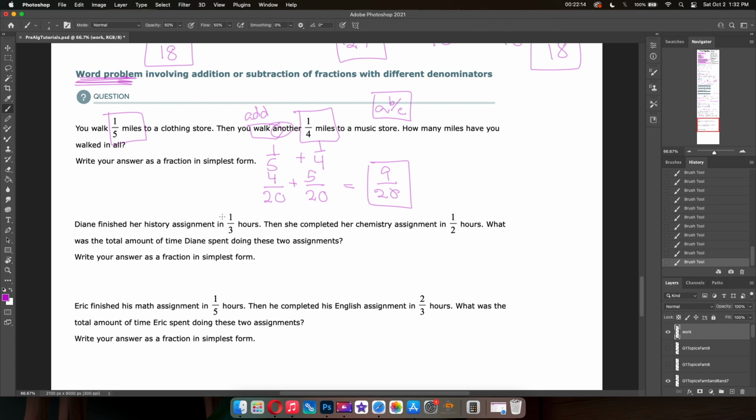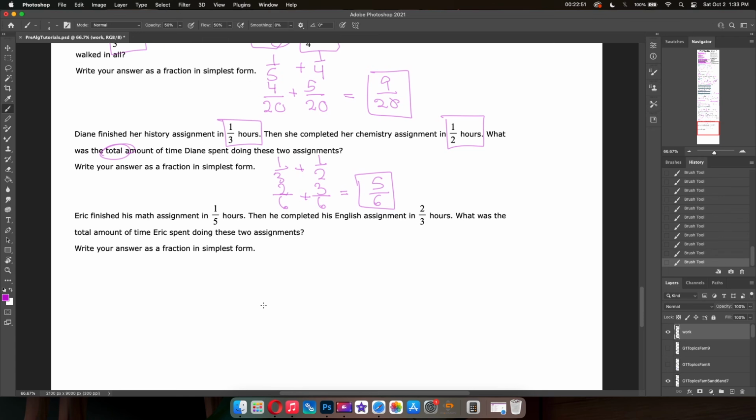Now you have finished a history assignment in 1/3 of an hour. That's 20 minutes. He has completed the chemistry assignment in half an hour. Okay, what is the total? Total is your keyword. That means addition. So we're doing 1/3 plus 1/2. Common denominator here is going to be 6. So 3 times what gets me 6? 2. 2 times what gets me 6? 3. And then either of those numbers times 1 are themselves. What is 2 plus 3? 5. 6. So it took 5/6 of an hour to do the homework.